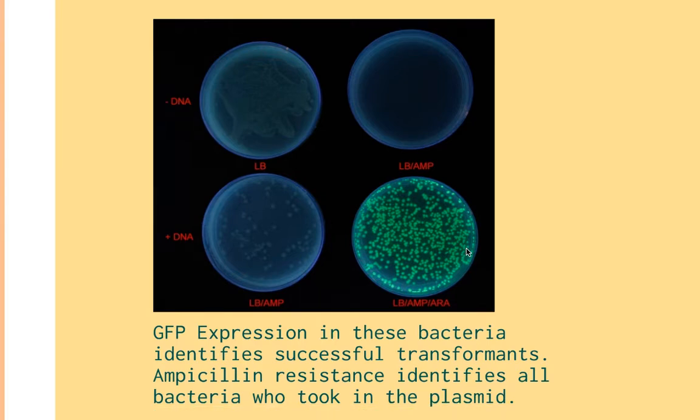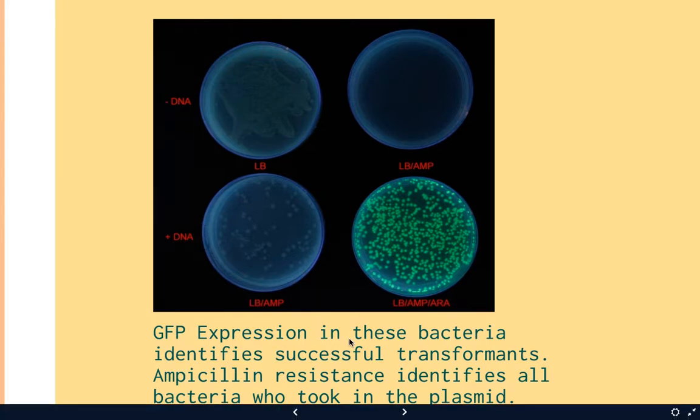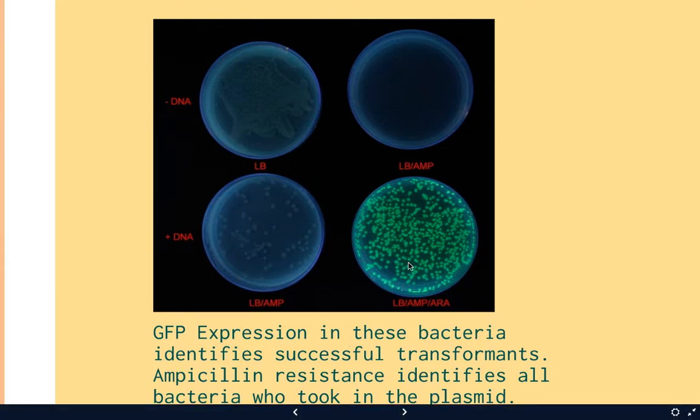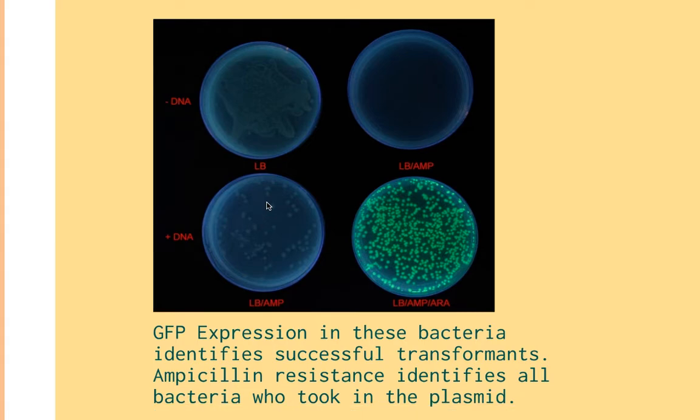And the ampicillin resistance, right, identifies all the bacteria that took in the plasmid, that vector carrying the gene of interest that we wanted. Okay, so down here on the bottom, these are both considered to be recombinant bacteria that are expressing a trait that we've manipulated.